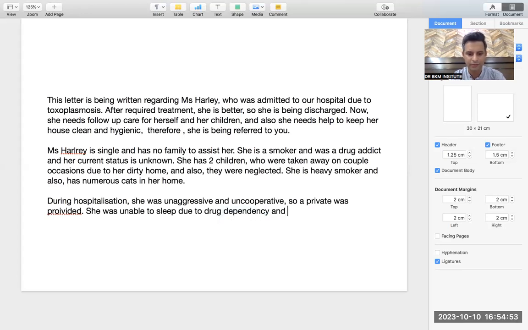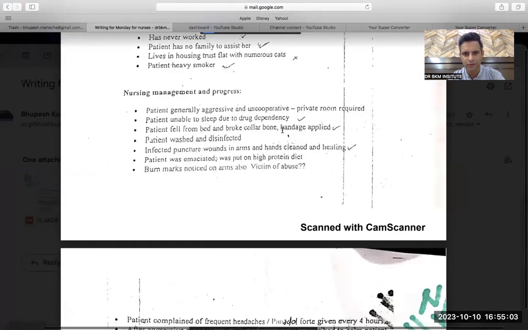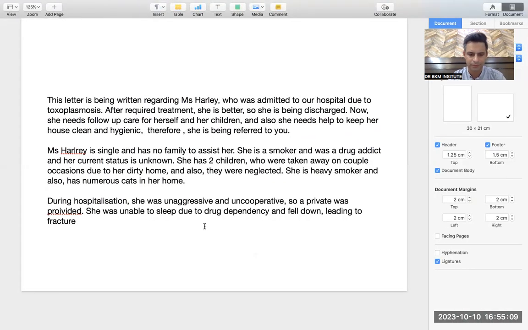She was unable to sleep due to drug dependency and fell down, leading to fracture. Fracture leading to collarbone fracture. Connectors, again, connectors. For that, bandage was applied.